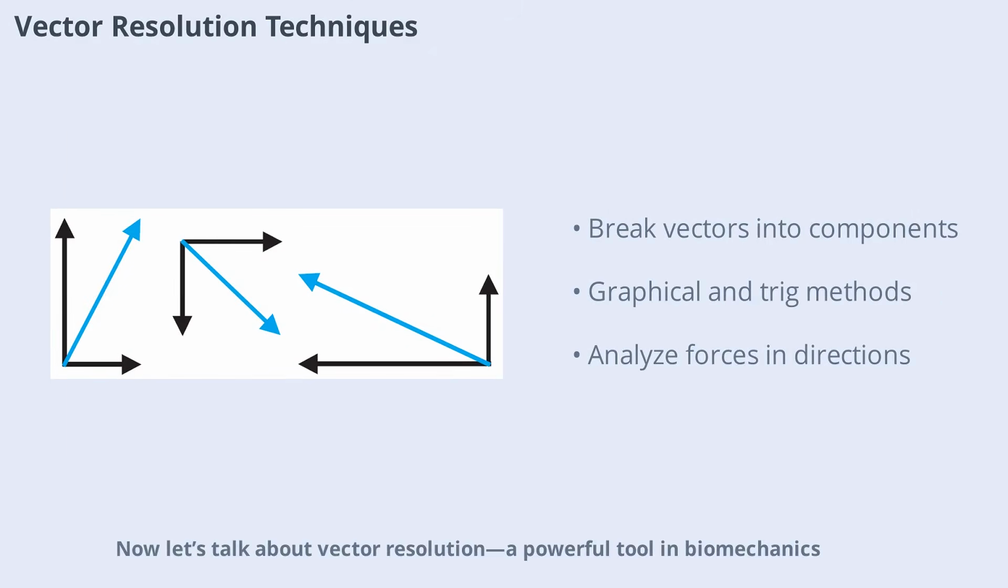Now let's talk about vector resolution, a powerful tool in biomechanics. Vector resolution is the process of breaking a single vector into two perpendicular components, usually along the horizontal and vertical axes. This allows us to analyze the effects of forces in different directions separately. For example, when studying a jump, we can resolve the force into upward and forward components. Vectors can be resolved graphically by drawing lengths proportional to their magnitudes, or trigonometrically using mathematical formulas. Both methods help us approximate or precisely calculate the original vector's effect. Mastering vector resolution enables us to tackle complex biomechanical problems with confidence, ensuring accurate analysis of human movement.